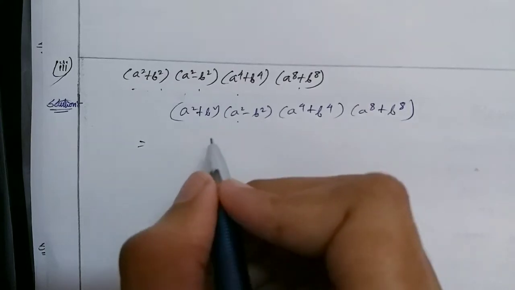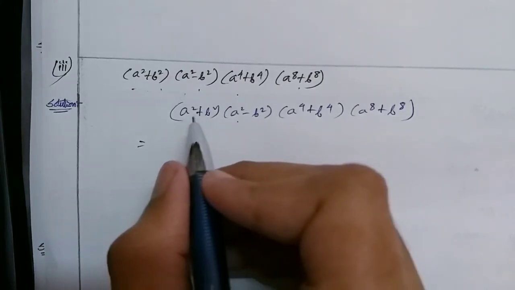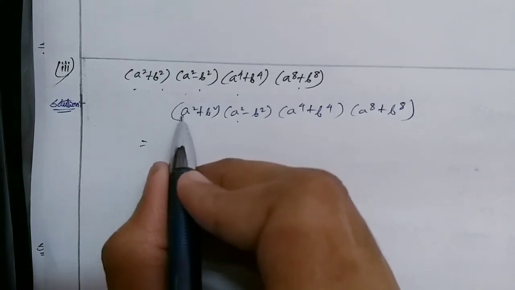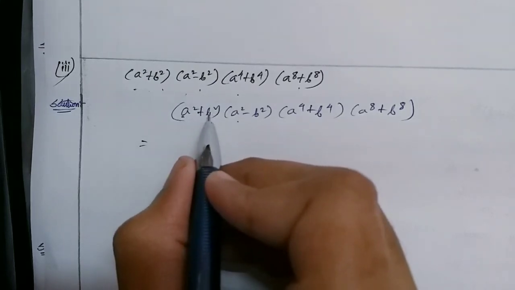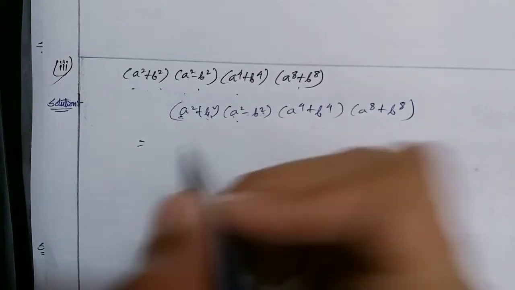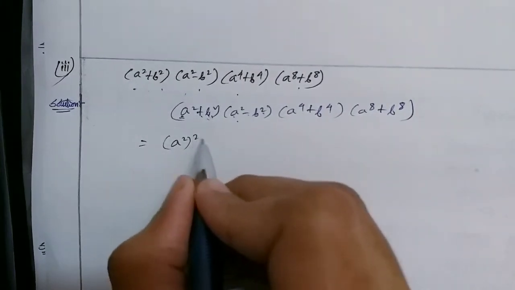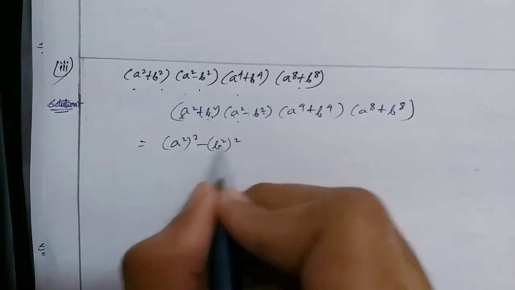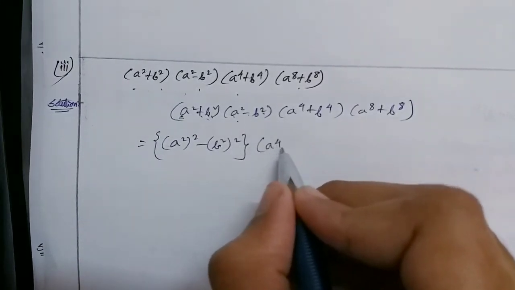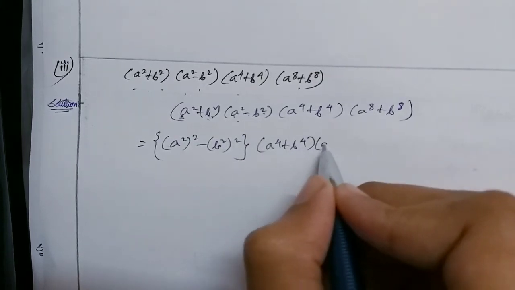Now for the first two expressions we can use the formula a square minus b square, but here you can see this a square as a whole behaves as an a and this b square as a whole behaves as a b, so therefore (a + b) into (a - b), so we can write (a square) whole square minus (b square) whole square, right, and the remaining parts will remain same.